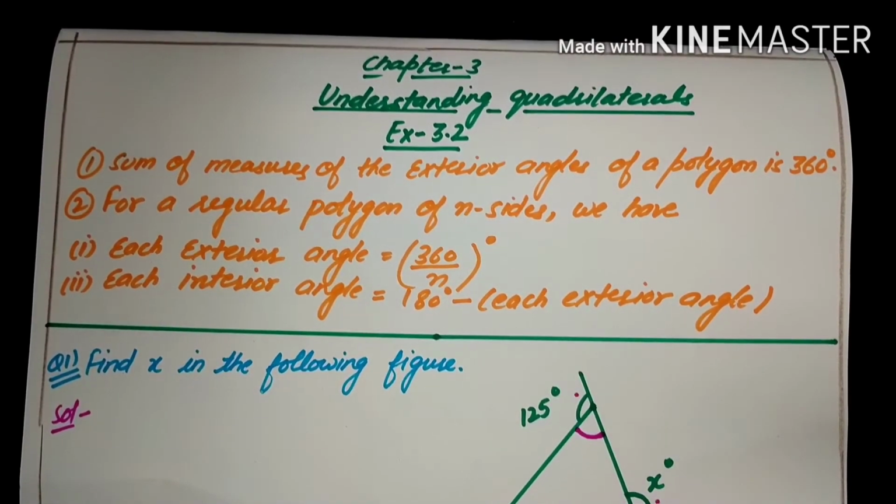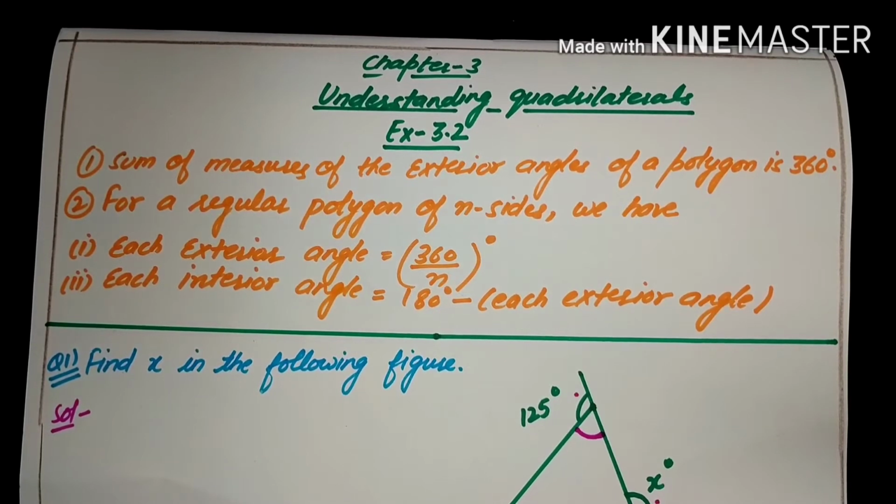Hello students, let's continue with exercise 3.2, chapter 3, understanding quadrilaterals. Firstly, let us recall the result of the activity which we have performed yesterday, that is the sum of measures of the exterior angles of a polygon is 360 degrees.